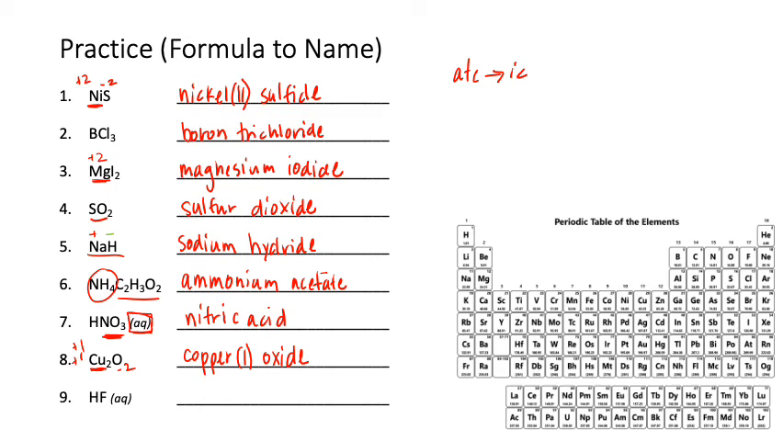And lastly, we have HF. Again, AQ, big indicator that this is an acid. There's only 2 elements here, so it's going to be a binary acid. So we're going to keep the prefix hydro. Then I have fluorine, but we're going to change the ine to an ic, and then add acid on the end.